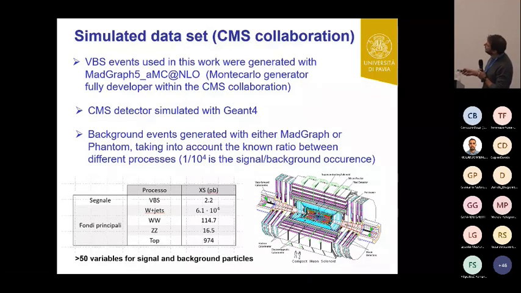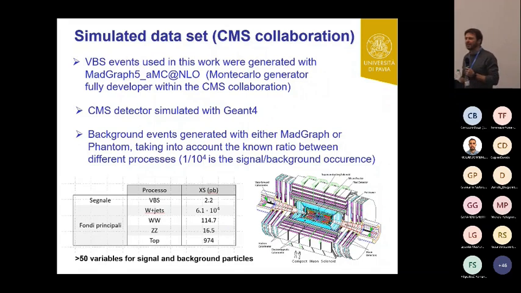So just to give you an idea, the vector boson scattering signal has a weight of about 1/10,000 probability to occur over the background events. So these are the main background events, the ones that we want to discard. And this is the tiny vector boson scattering signal that these people want to detect.